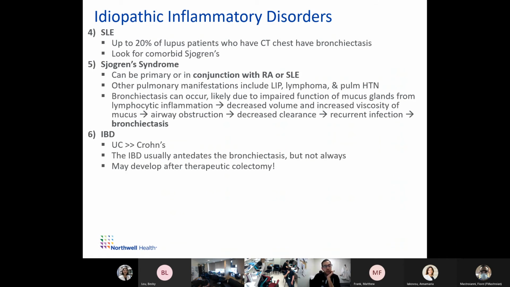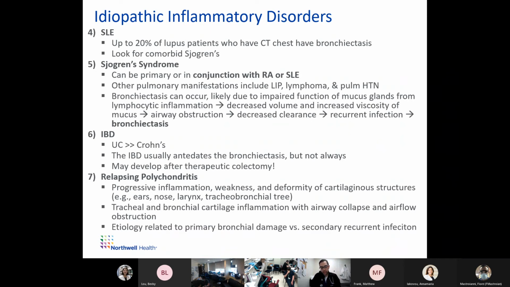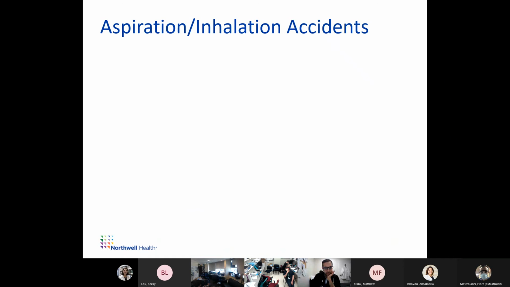IBD, like we just talked about, UC much greater than Crohn's, and like we said, may develop after therapeutic colectomy. And lastly, relapsing polychondritis, where patients develop inflammation, weakness, and deformity of the cartilage, and develop bronchial damage and secondary infections with pneumonia with bronchiectasis over time. Here's a case of relapsing polychondritis, and you can see the thickening of the cartilage in the anterior and lateral trachea, and you could see excessive tracheal collapse with a forced expiration.